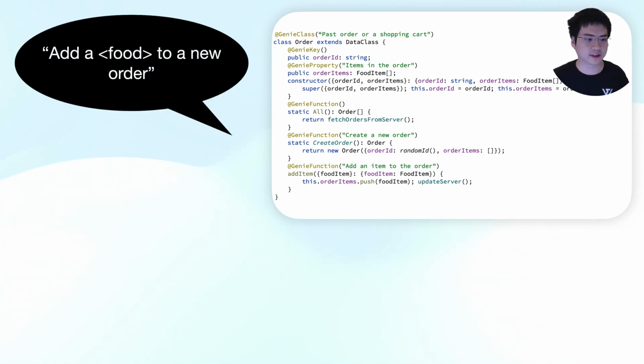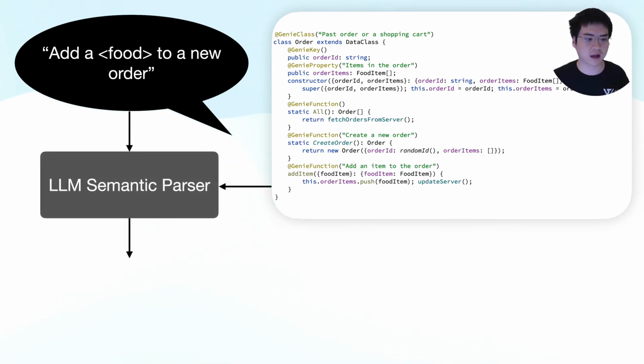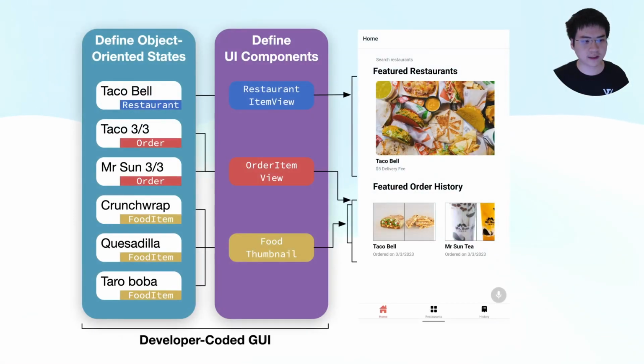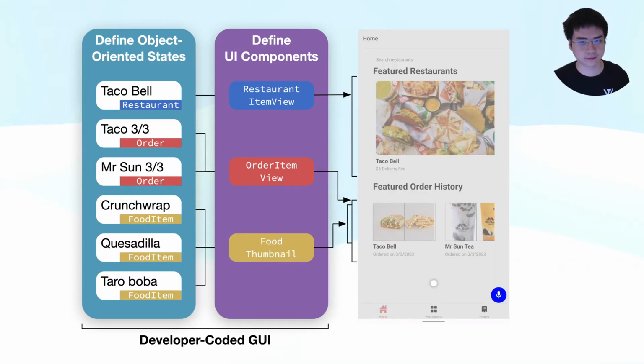For example, if the user says, add food to a new order, ReactGenie will be able to use this large language model-based natural language parser to translate the transcript into a compound of two function calls: create order and add item. So let's see ReactGenie in action in a food ordering app. Reorder my last meal from this restaurant.